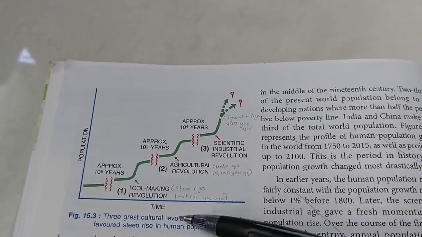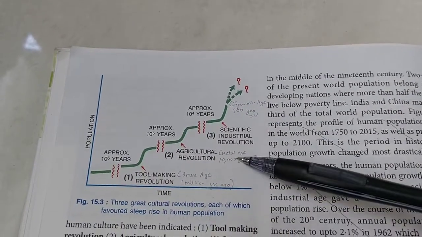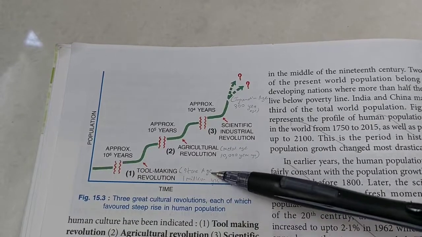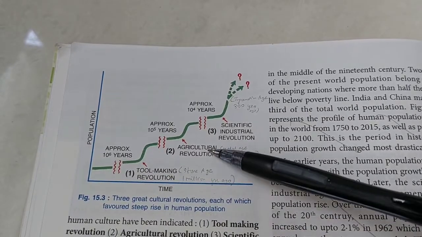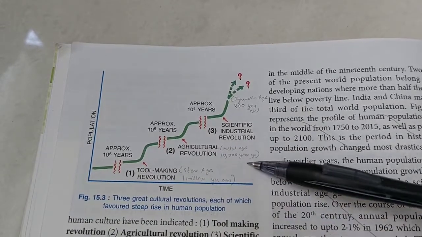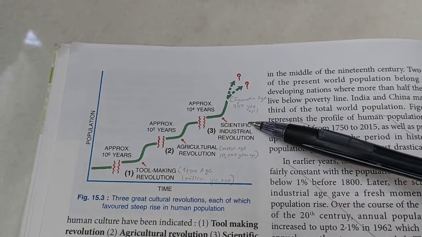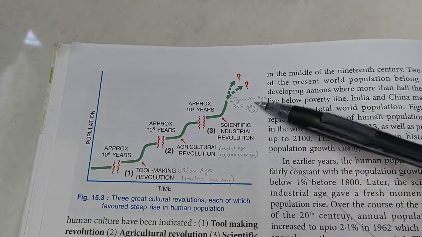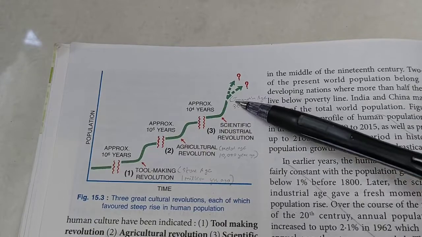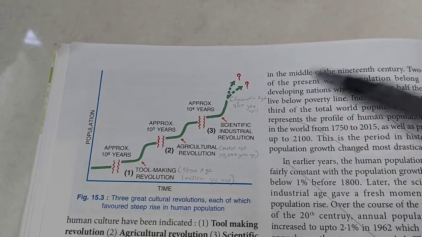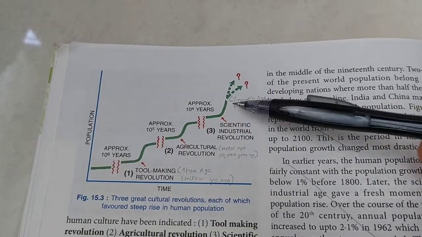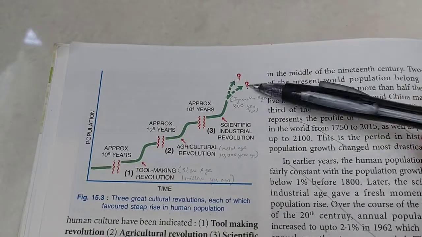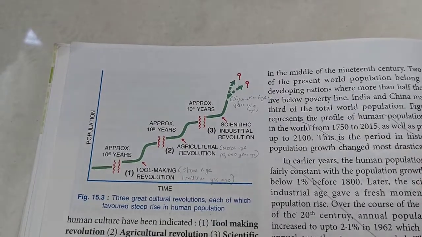In this graph, make the necessary changes. Tool-making revolution, also called Stone Age period, 1 million years ago. Agricultural revolution, Metal Age, 10,000 years ago. And the Scientific Industrial Revolution has started the Information Age 300 years ago. Now the population may stabilize and flatline once again, or it may exponentially increase. So it can be J-shaped or S-shaped, which is unknown.